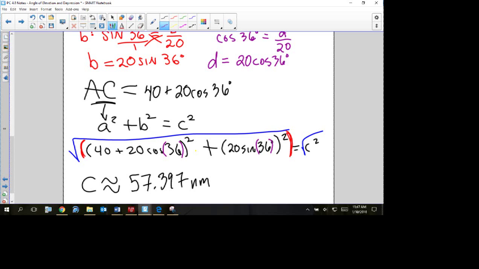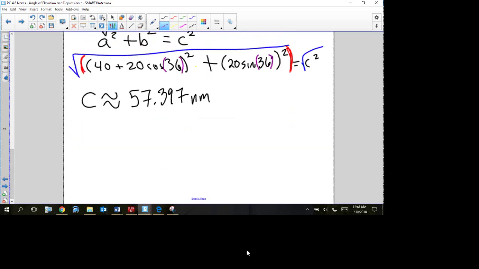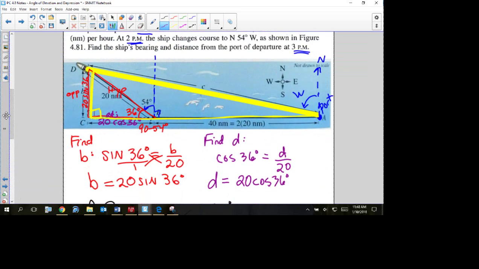So we're almost done. This is the C, but we also have to find the bearing. We already said it's going to be north something west. We've got to find the degrees that go in here. So when I go back up here and I'm looking at my picture, I want to find this angle right here. If we find this one, we can just subtract it from 90 to find that one. This one's inside the triangle, so that's what I think I'm going to do.